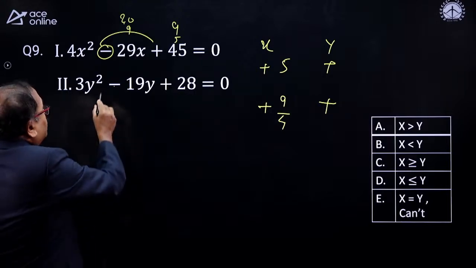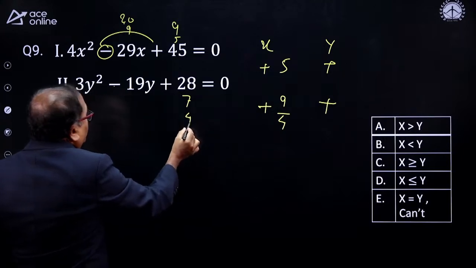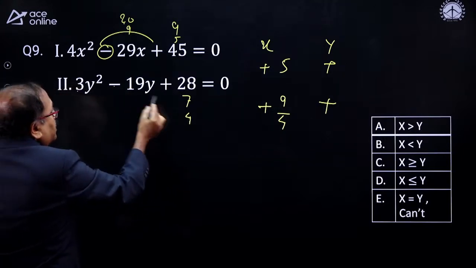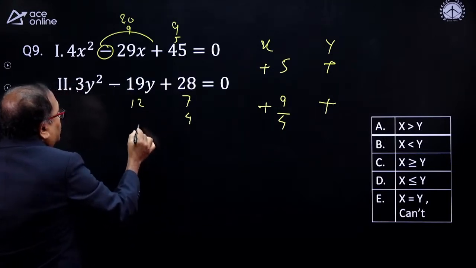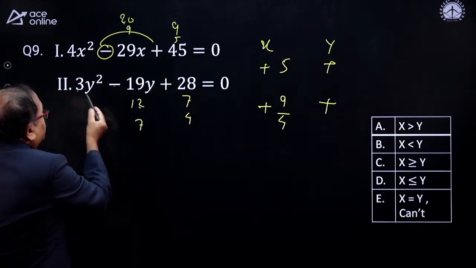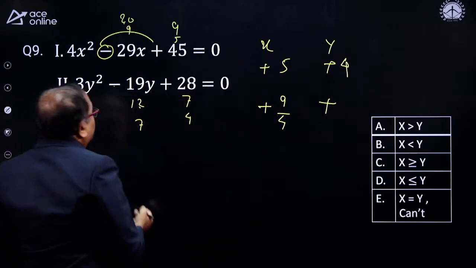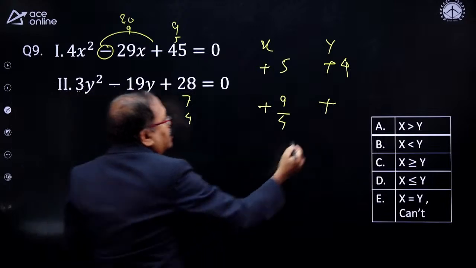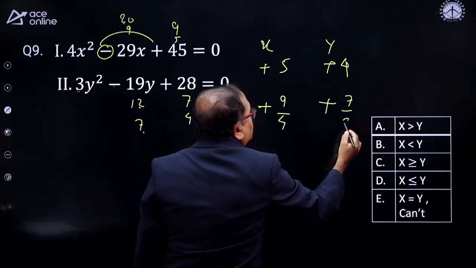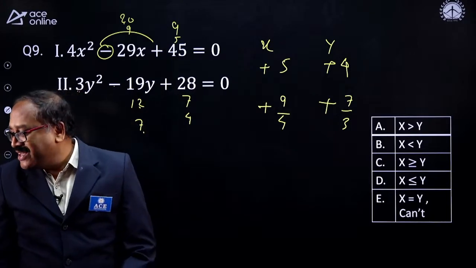Okay. Now coming to this part, that is 28, can I write this as 7 and 4? And 4 3 is 12 plus 7 is 19. So that 12 and 7. So my first number will be 12 divided by 3, which is 4. And the next number 7 divided by 3, let it be 7 by 3. Now you compare it.